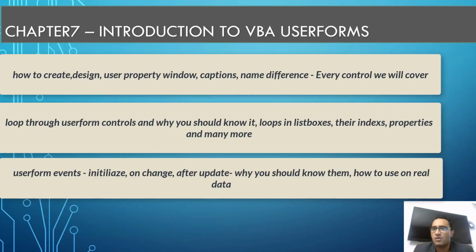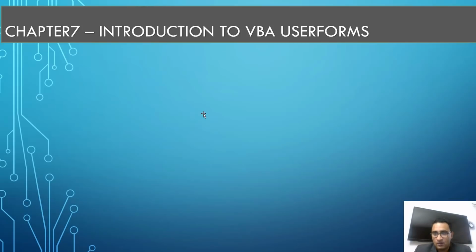We will talk about the list box. We will talk about the combo box, and how to connect these controls with each other: text boxes, option buttons, frame, everything, calendars. And what are the user form events? Why do we need them? The UserForm Initialize event. What is the difference between Change, AfterUpdate, and other user form events? There are so many things.